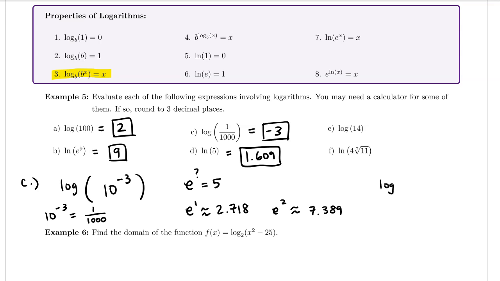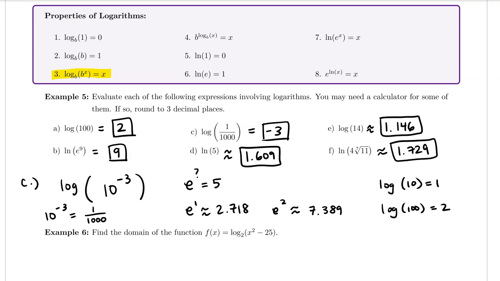Same thing with log of 14. I know that log of 10 is equal to 1, and I know that log of 100 is equal to 2. So log of 14 is somewhere between 1 and 2, and it's approximately 1.146 if we're rounding to 3 decimal places. Lastly, the natural log of 4 times the 7th root of 11. I should have been putting squigglies for these since we're using decimal approximation, so these are approximately. And our last one is about 1.729 if you throw that into your calculator.